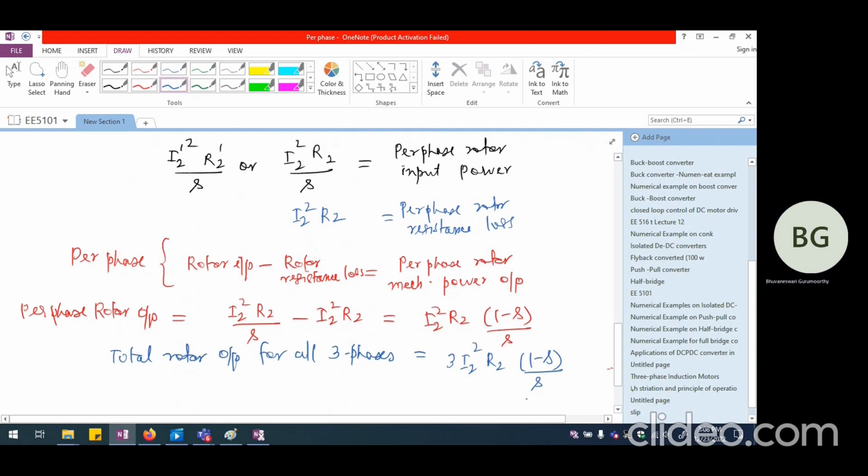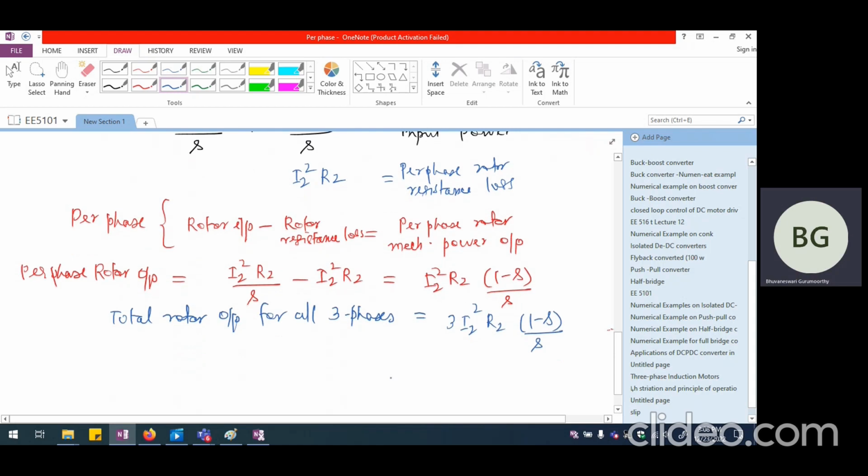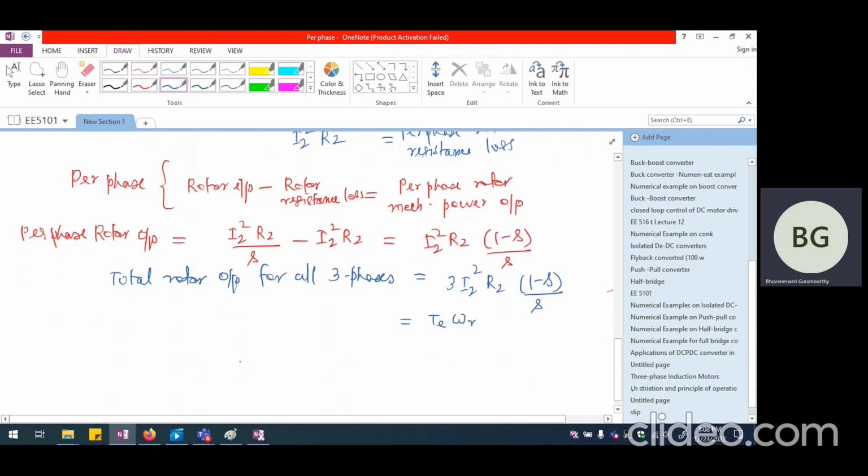Okay. Now this is the rotor output power, which is supposed to be equal to electromagnetic torque multiplied by rotor speed, TE multiplied by omega R. That is going to be our overall output power. So from here, I should be able to write TE equal to 3 I2 square R2 times 1 minus S divided by S, divided by omega R. And after all, we defined omega s minus omega r divided by omega s as slip.